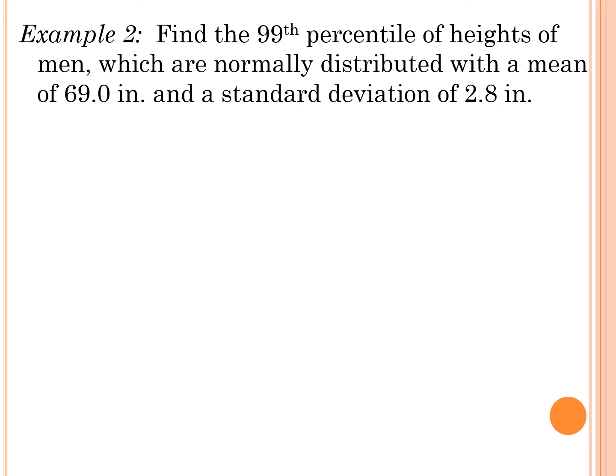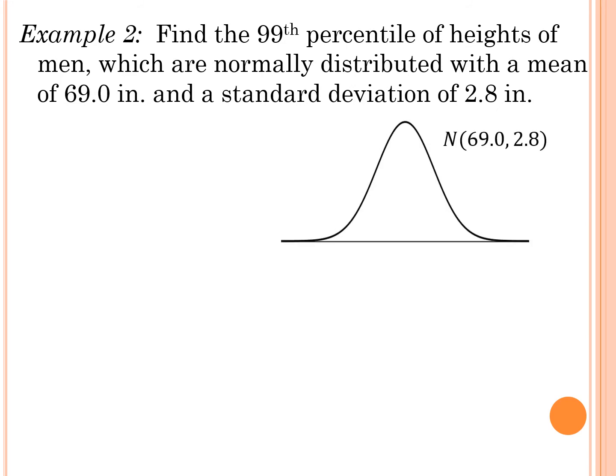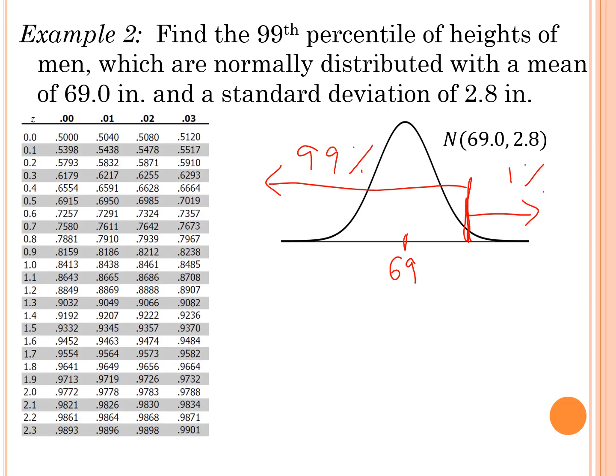I'm going to give myself a little bit more room here and condense the information. So we have our normal curve centered at 69 inches, standard deviation of 2.8 inches. 69 inches is right in the middle. We want to find the 99th percentile, which means 99% to the left of it, 1% to the right of it. So we load up our table.